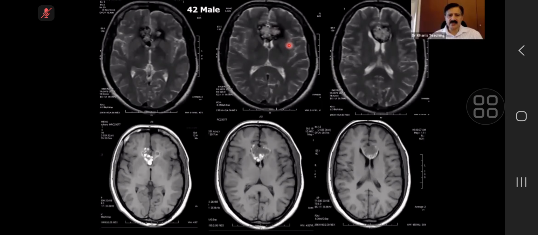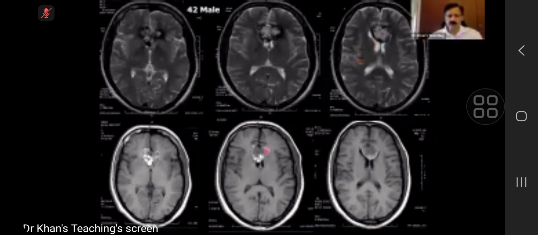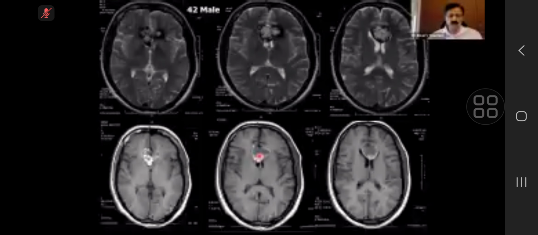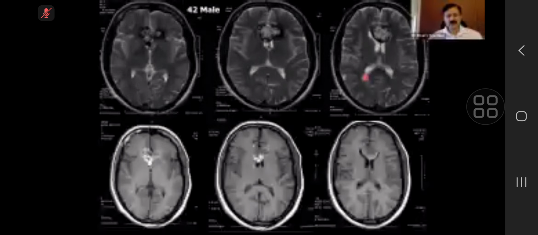The key thing here is the hemosiderin rim, and if you see this T2 weighted sequence, it is a complete rim. Internally, there are other types of hemorrhages, which are subacute, etc. This is that classical popcorn appearance. But the hemosiderin rim is a very good predictor of benign versus malignant lesions. When there is a complete hemosiderin rim, you are very confident. So this is a cavernoma.